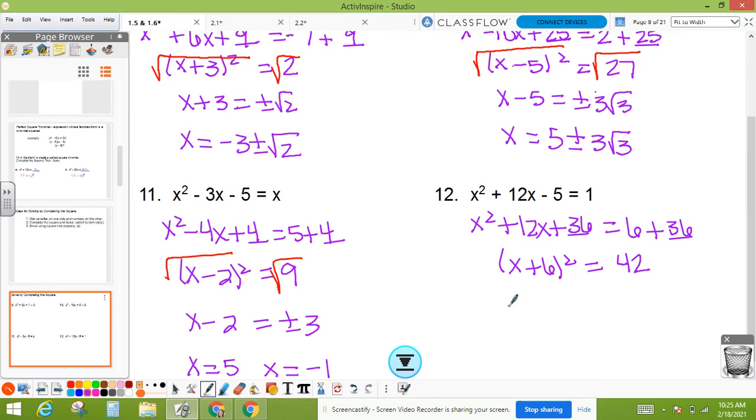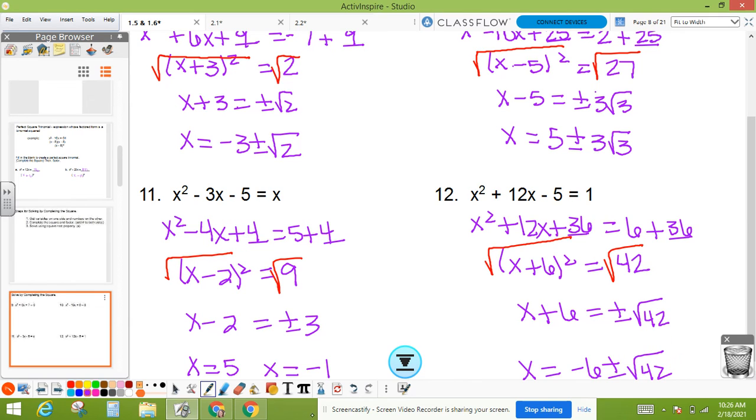All right, so take the square root of both sides. And we get x plus 6 is equal to plus or minus, and I'm thinking, the square root of 42. We can do 6 times 7, but those aren't perfect squares. We can do 2 and 21. Those aren't perfect squares. So I don't think there's anything you can do to the square root of 42. It's just going to have to stay. So then you just do minus 6 plus or minus root 42, and you are done.